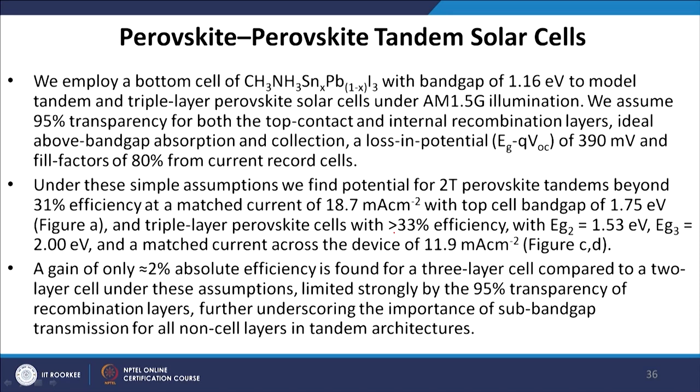Under these simple assumptions, we find that the potential for a 2D perovskite tandem can even reach beyond 31% efficiency. And a gain of only 2% absolute efficiency is found for a 3 layer cell compared to a 2 layer assumption, limited strongly by the 95% transparency of the recombination layer. Now, if we go from 2 layer devices to 3 layer devices, there is an increase in efficiency. But there is still a problem: once we increase the number of solar cells, we basically have more interfaces. At the interface there is recombination. So this recombination or the transparency loss also has to be considered while increasing the number of layers of the perovskite solar cell.